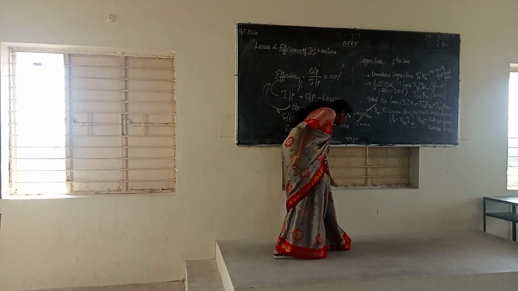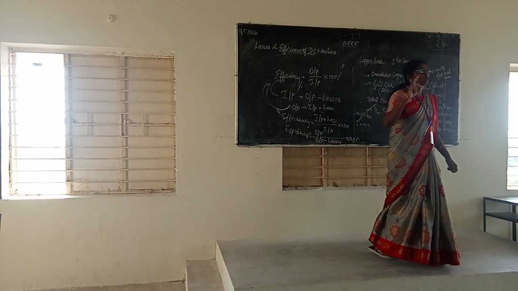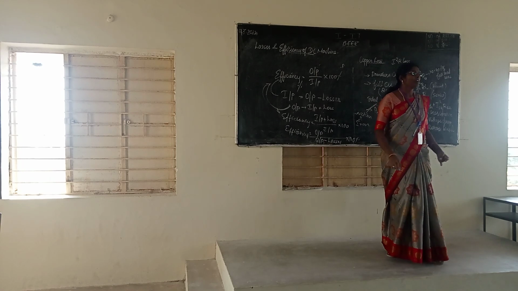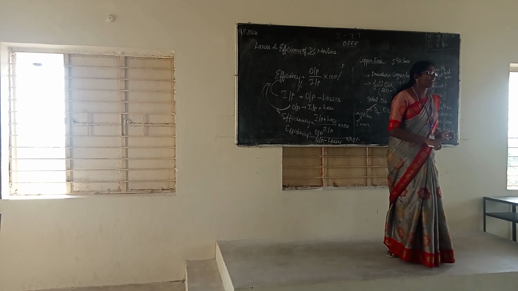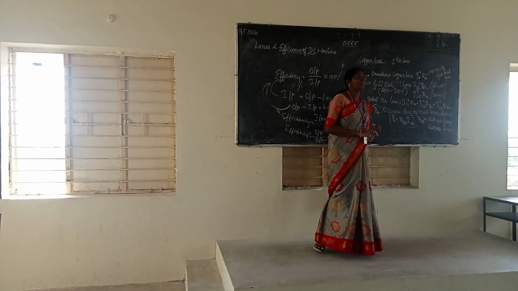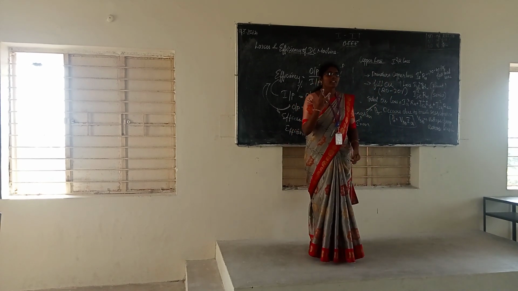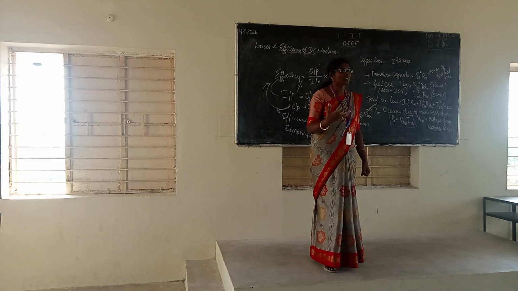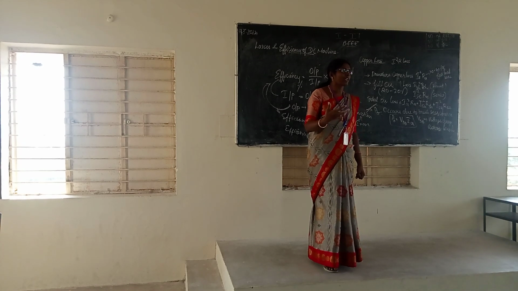The other two losses: what are they? I have already told you during the working principle. Hysteresis losses and eddy current losses also. Okay. Eddy current losses, why does it happen? It is due to an electromagnetic principle inside. What is happening? Faraday's laws of electromagnetic induction.